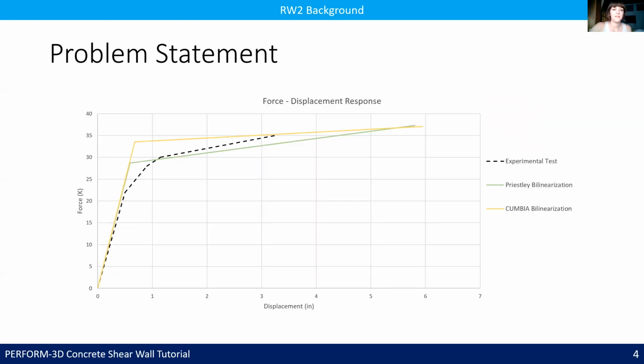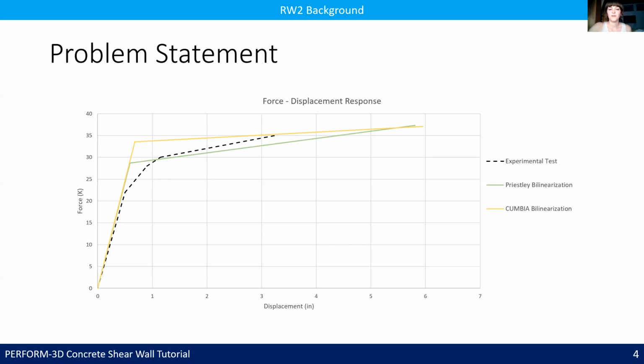For those of you in ARCE 511, we previously created 2 different bilinearizations, a Priestley and a Cumbia bilinearization, to find a force displacement response of this wall. And we found that they overpredicted the displacement compared to the experimental test. And this experimental test was displacement controlled, but it still showed us that maybe we need to do something more than just a simple bilinearization to describe a cyclic load test.